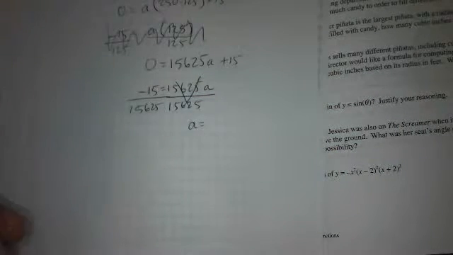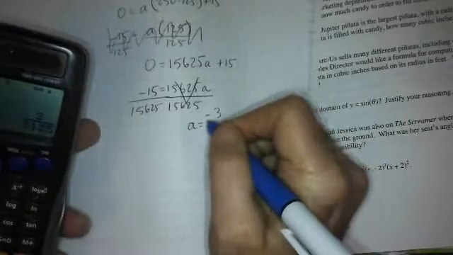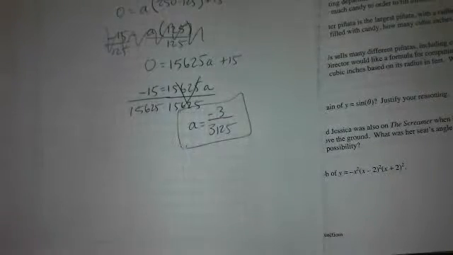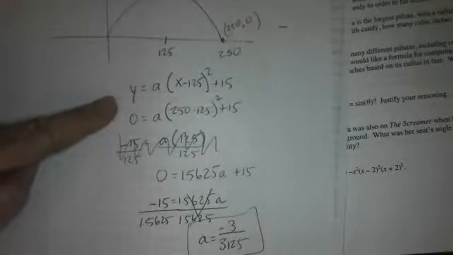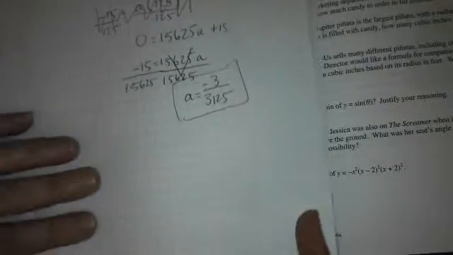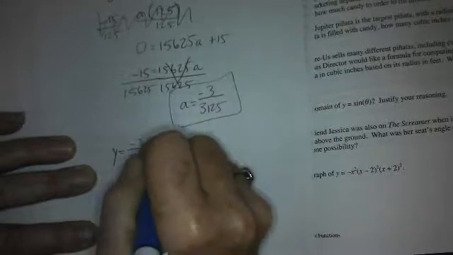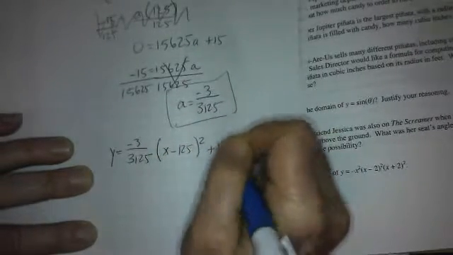So if I go 15 divided by 15625, it reduces down to, it's a negative. So negative 3 over 3125. So that's a. And so all that hard work is how I get the equation. So the equation, if you remember from way back here, was this. So now I have to substitute in that fraction for a. So that gives me y equals negative 3 over 3125 times x minus 125 squared plus 15. I guess that's all they want for letter A.